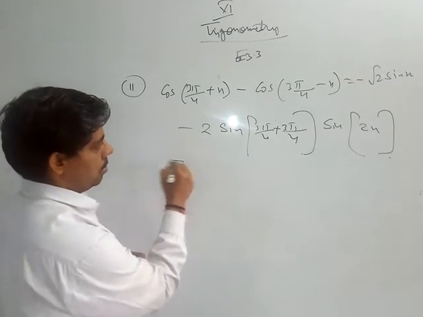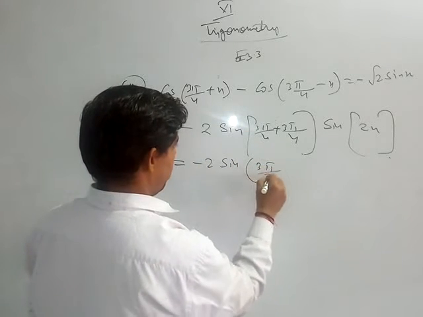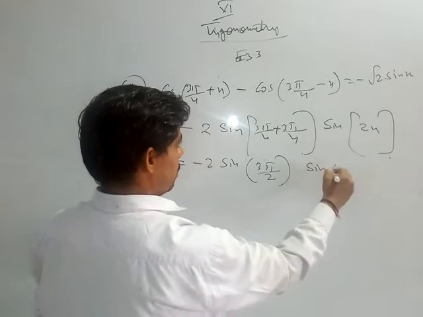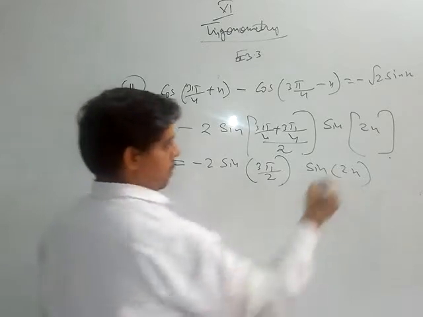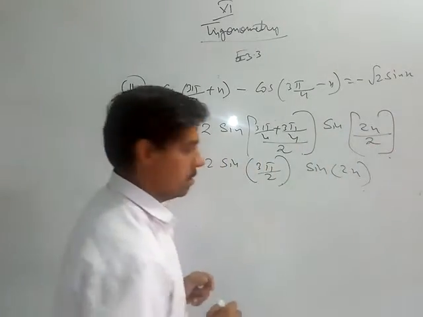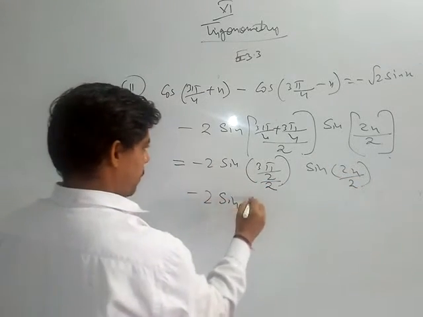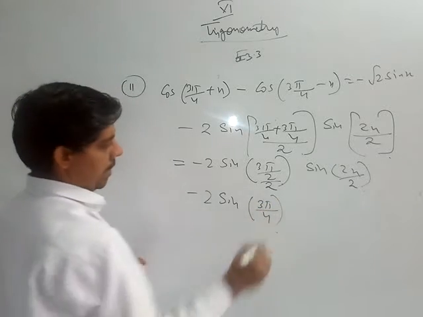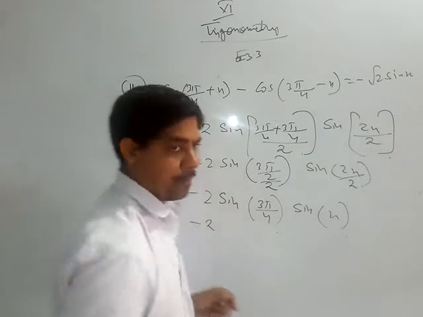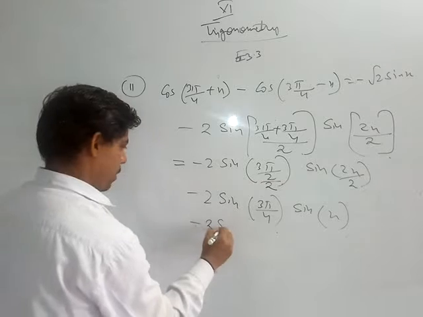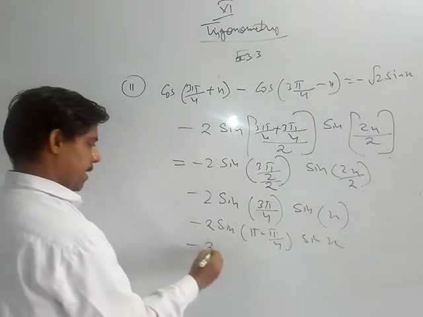Now this becomes minus 2 sin, this is 3 pi by 2, and this is sin 2x. And remember there is a 2 also in (C plus D)/2, so this is 2x by 2. Remember the identity. So now we write 3 pi by 2 here and 2 here. So minus 2 sin, this is again 3 pi by 4, and this is sin x. Minus 2 sin 3 pi by 4, and 3 pi by 4 is pi minus pi by 4.